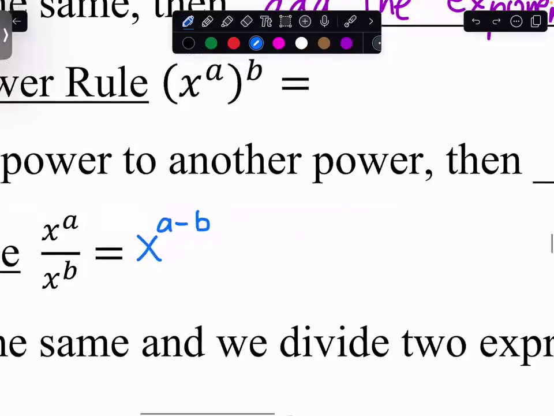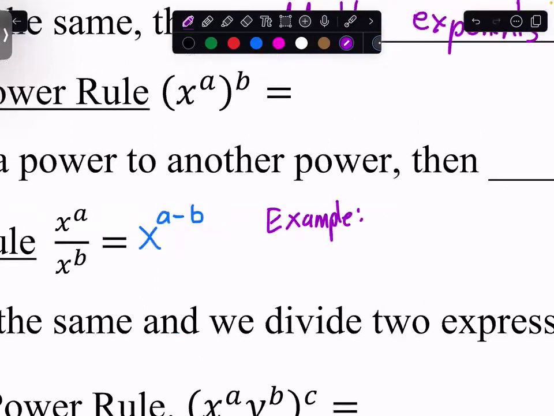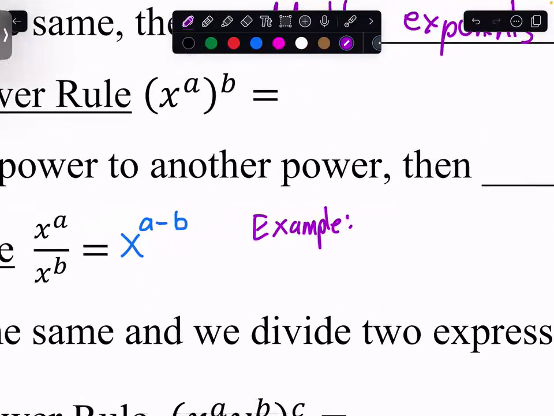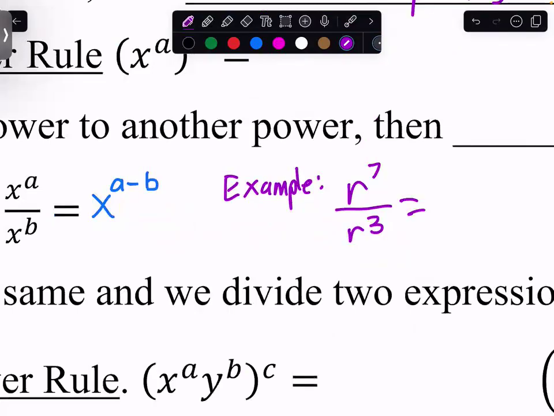Okay, so again, we'll just add in a little example in this empty space. Let's say you had, it doesn't have to be x, it can be any letter. So let's say you had r to the power of 7 over r to the power of 3. You would keep the base of r, and you would do numerator minus denominator exponent.